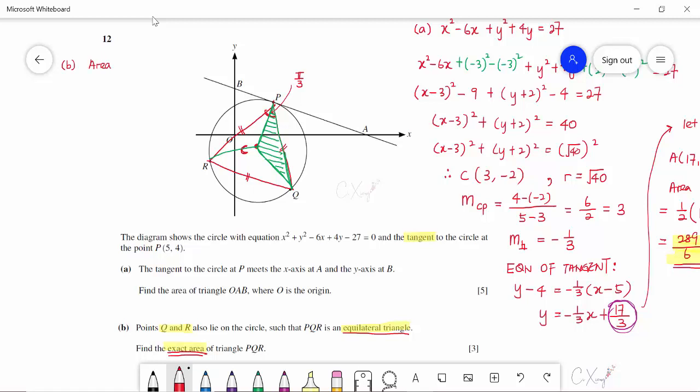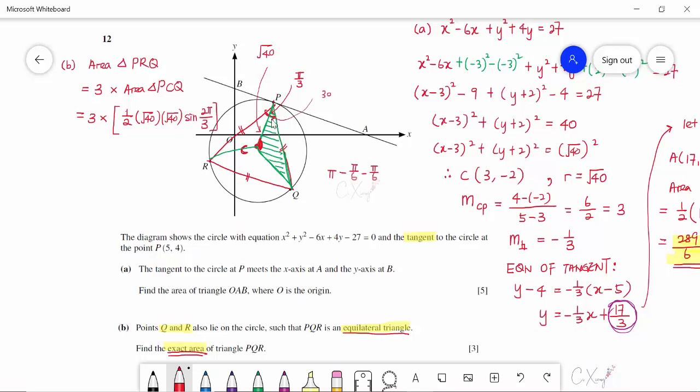So the area of triangle PRQ is equal to 3 times the area of triangle PCQ. To get the area of triangle PCQ, it is half r squared, where r is the radius, square root 40. So r squared is square root 40 multiplied by square root 40, and then this angle. What is this particular angle at the center? When 360 is divided equally into 3 sections, it will be 120 degrees, which equals 2 pi over 3.